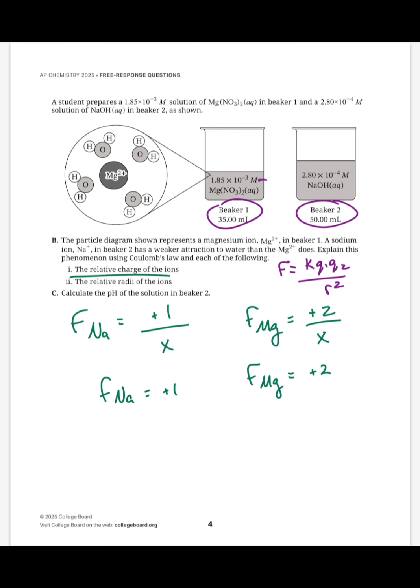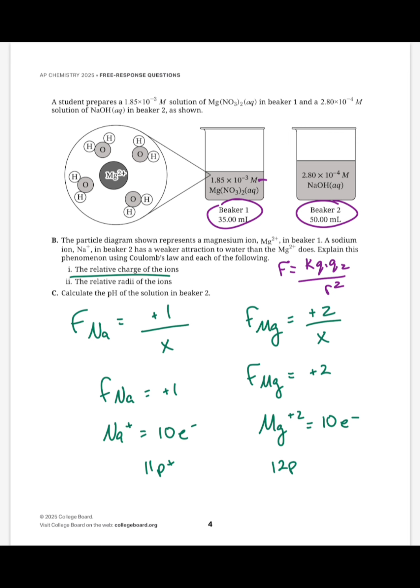Now, in terms of the relative radii, these are isoelectronic. When sodium becomes an ion, it has 10 electrons, and when magnesium becomes an ion, it has 10 electrons as well. So they have the same number of electrons. Then we have to think, what's the difference between them? Well, this one has 11 protons, and this one has 12 protons.